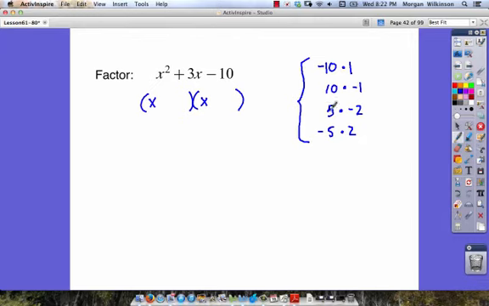Well, hopefully you saw this one, 5 and negative 2, because 5 plus negative 2, that's equal to 3. And that's exactly what we want, a 3. So we've got our answer now.